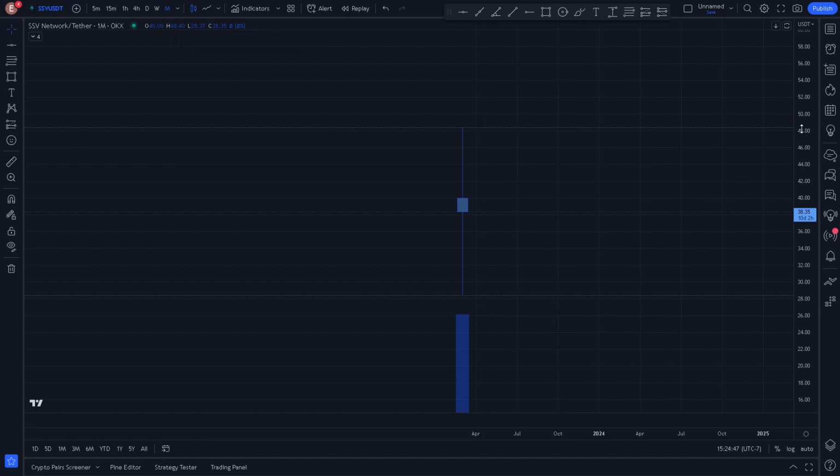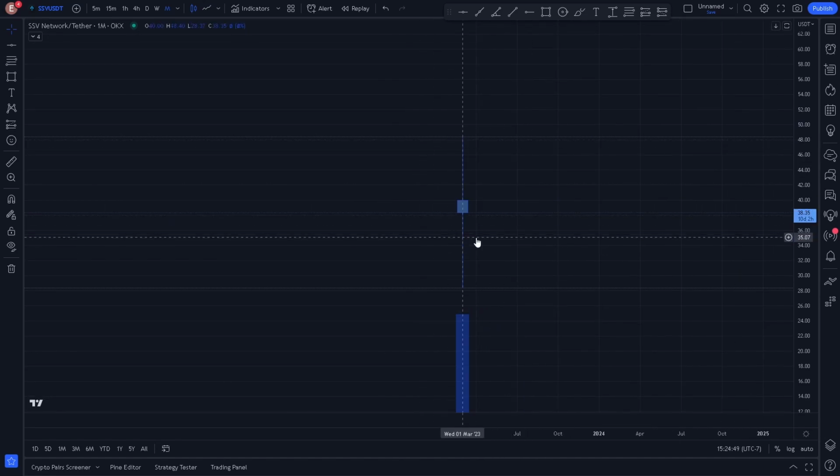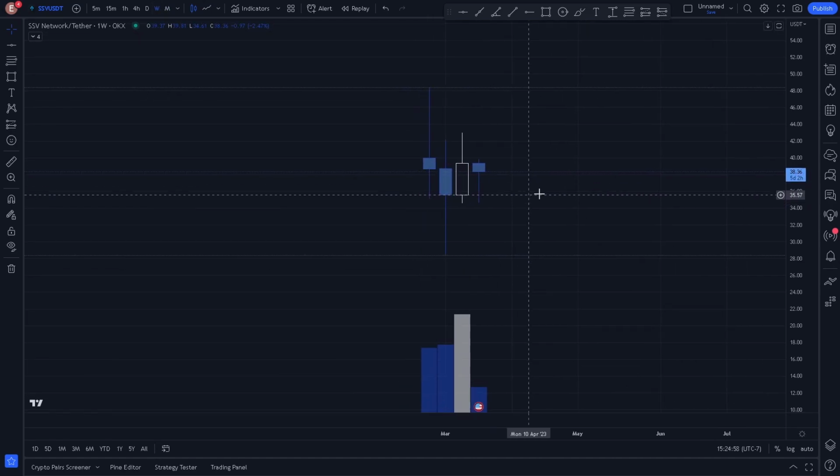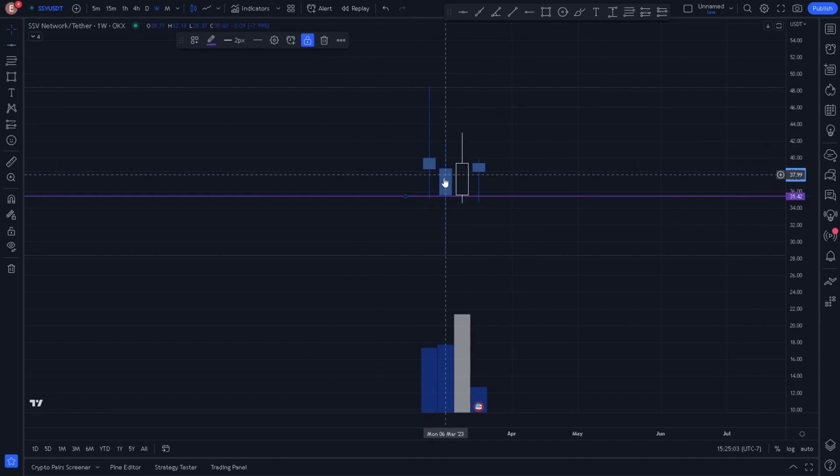Now, as we can see here on the monthly, we only have one candle, so not a lot of price action to work with. So let's go ahead and hop to the weekly. Now here on the weekly, we don't really have a lot, but we can go ahead and plot a support level right here, as price came down, hit, and reversed.